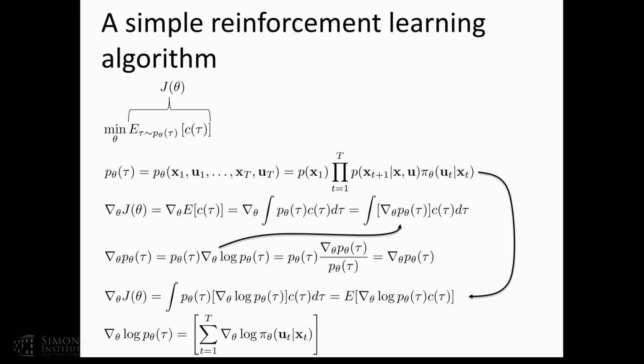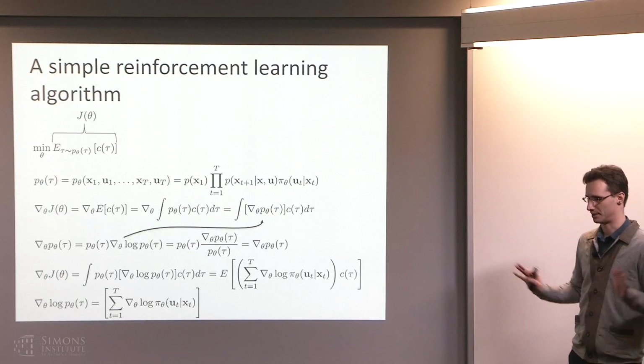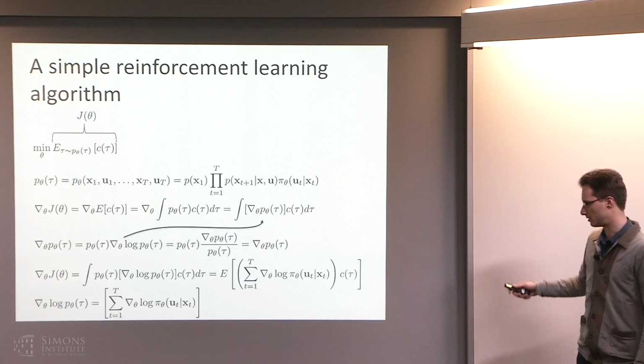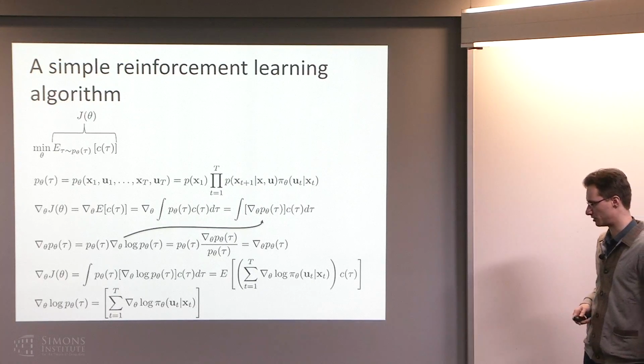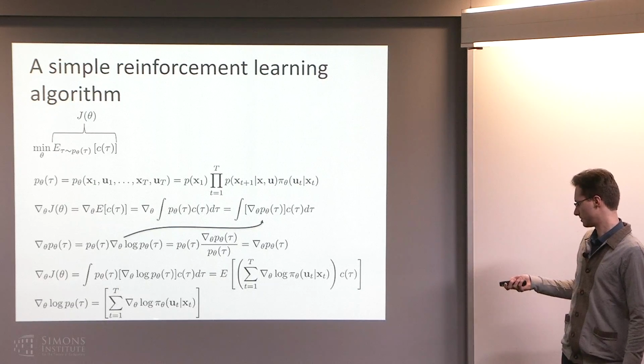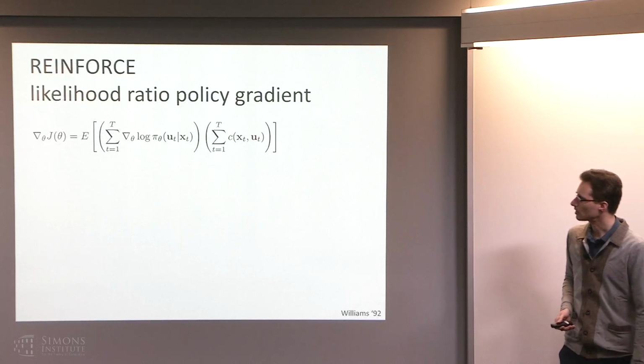So the dynamics have vanished now. You just take this thing, substitute it in here, and you're left with this equation for your gradient, and the dynamics are nowhere to be seen. So this is a neat trick. This was, I believe, originally proposed by Williams in 1992, although perhaps even before that. And this is a very standard REINFORCE policy gradient method.